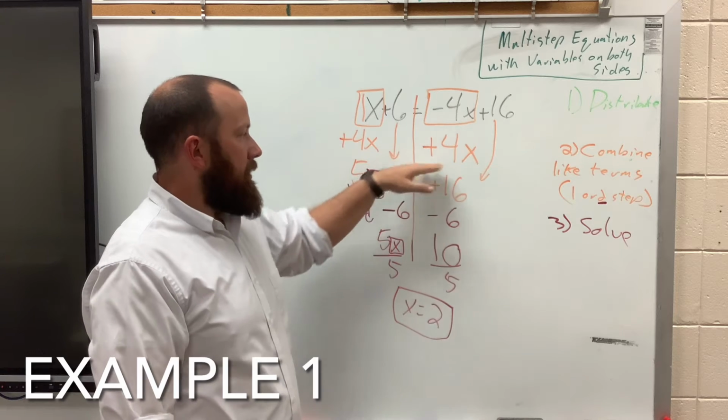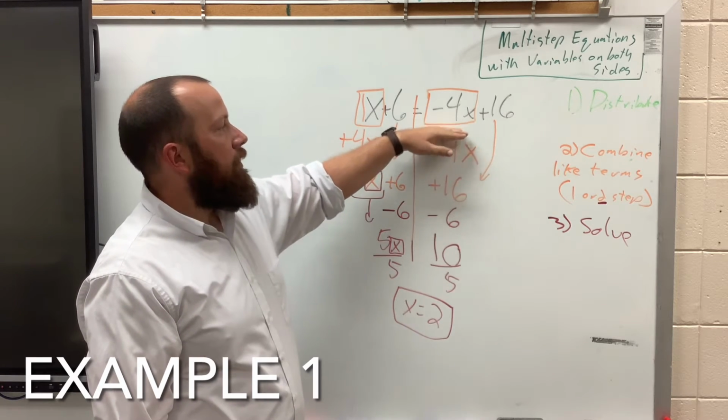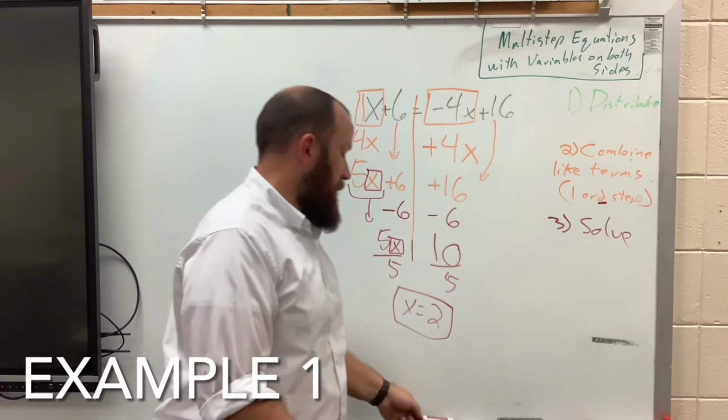As long as you remember that in combine like terms, you don't multiply or divide to get them across, because a lot of times someone will try to divide the 4 by both sides. That's not what you want to do.